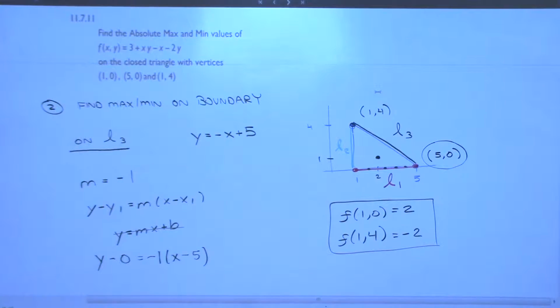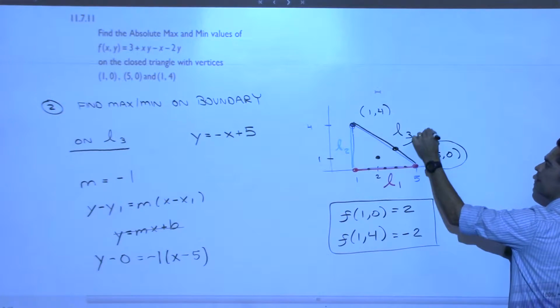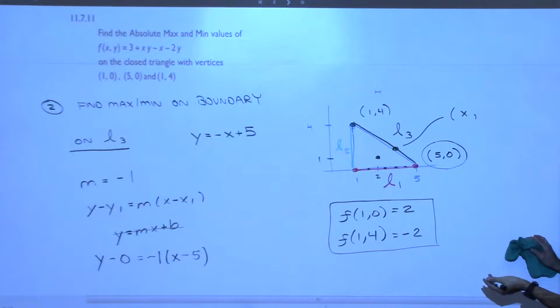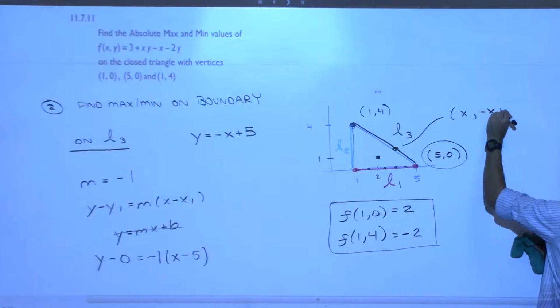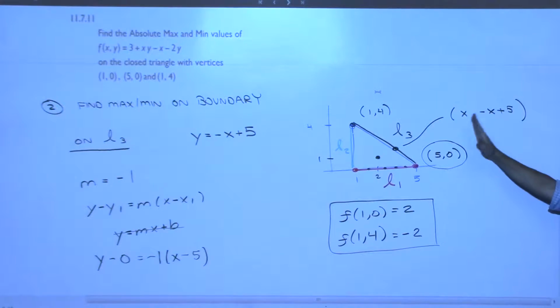Got it? So if we live on L3, if you are a point on L3, here's what I can tell you about that point. It has some x coordinate, right? And the y coordinate is always -x plus 5. That's the relationship between those 2 points. Whatever this is, the y has to be that. Yeah?